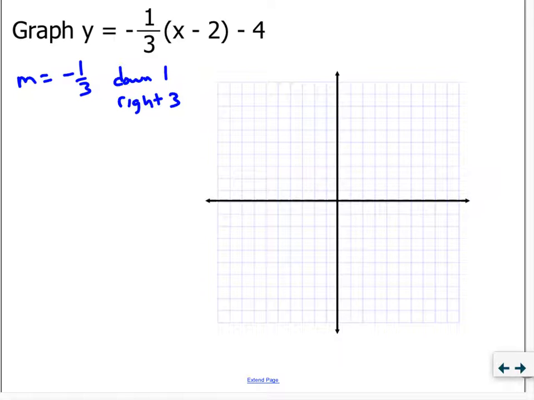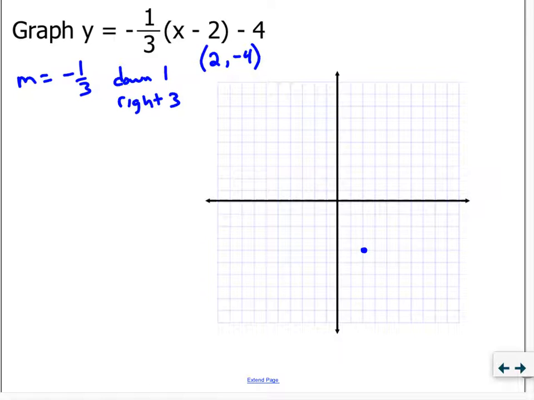Now, the other part of this is that data point. This data point is at (2, -4). You might remember that in parentheses, it's always x subtract something. So that something is going to be the x value of 2. I'm going to do the same exact thing I did before, but instead of going through a y-intercept, I'm going to go to the point (2, -4), and I'm going to make my dot.